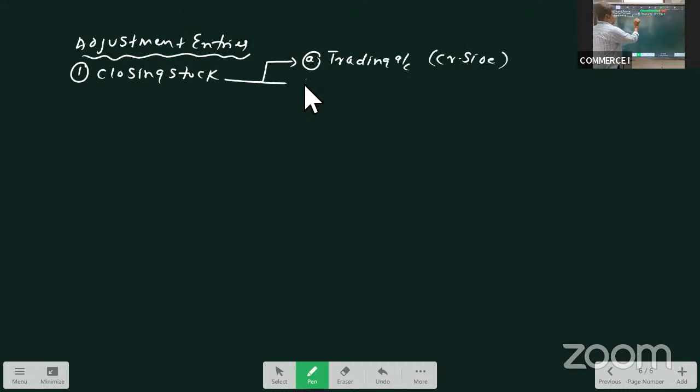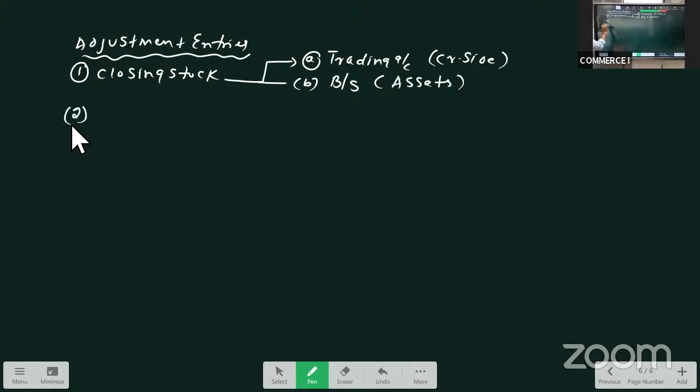This is effect 1. What is the second effect? It will appear in the balance sheet on the asset side. If you recall, in the last 2 problems, we did exactly the same as what I have written on the board. Closing stock, I have taken on the credit side of trading account, and then in the balance sheet, I have shown it as an asset.